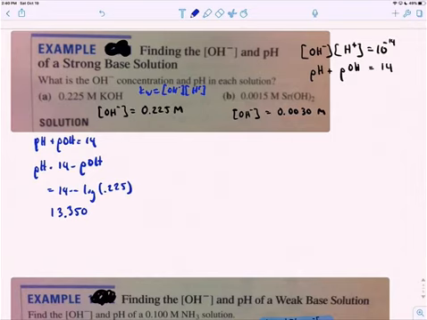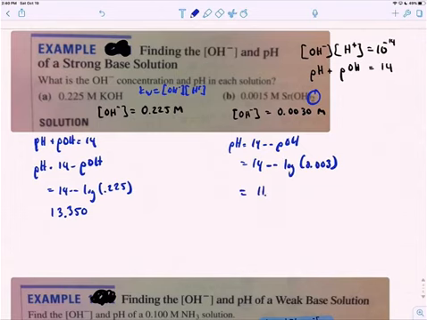And then for the next part, B, this is 0.0015 molar strontium hydroxide. Because there's a 2 here, the hydroxide ion concentration is double that. So same thing, pH is 14 minus pOH, which equals 14 minus negative log of 0.003. Put that in your calculator, and you get 11.48, and that's the answer there.